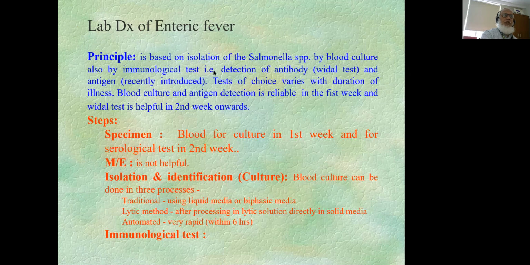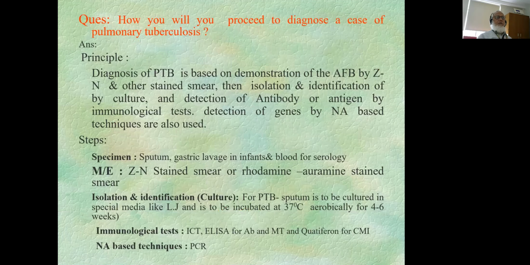Laboratory diagnosis of enteric fever is based on isolation of Salmonella by blood culture, and by immunological tests, that is, detection of antibody by Widal test, and antigen. The test of choice varies with the duration of illness. Blood culture, antigen detection, and PCR are used in the first week, and the Widal test is helpful in the second week onwards. Blood culture has three processes: traditional, lytic, and automated. By the automated method, you can diagnose within 6 hours. Immunological tests are the Widal test and PCR test.